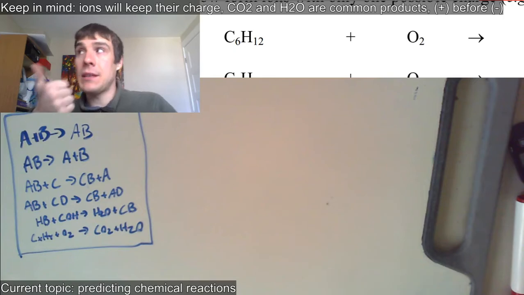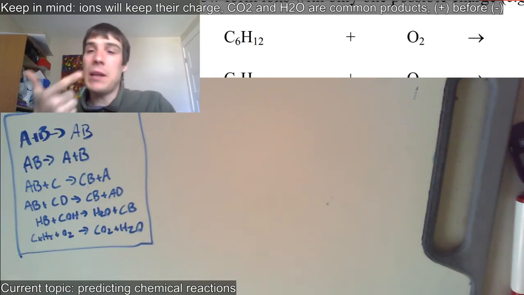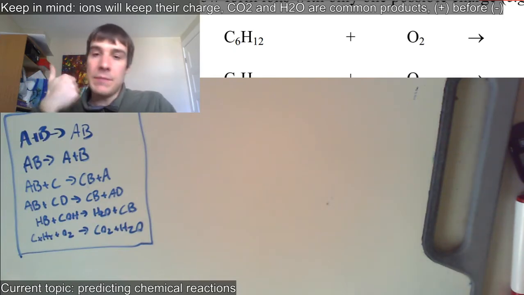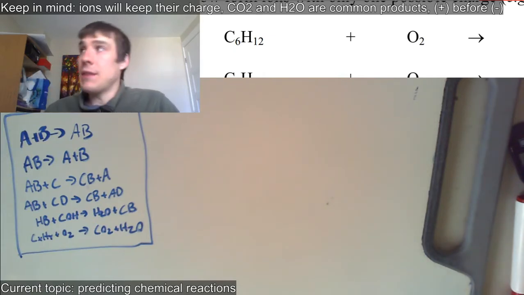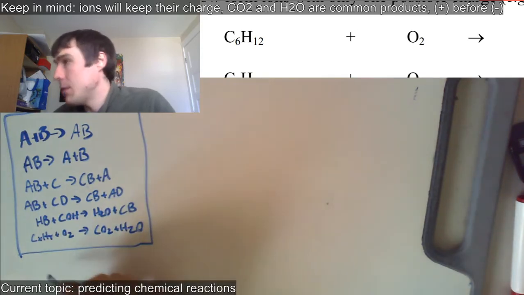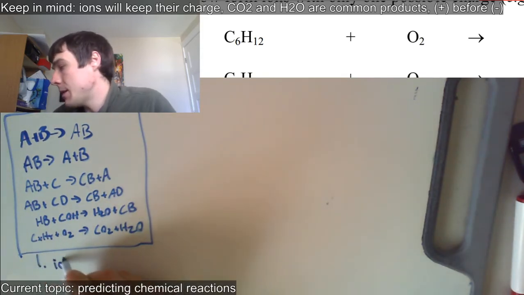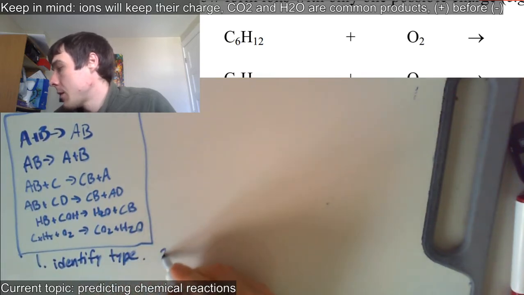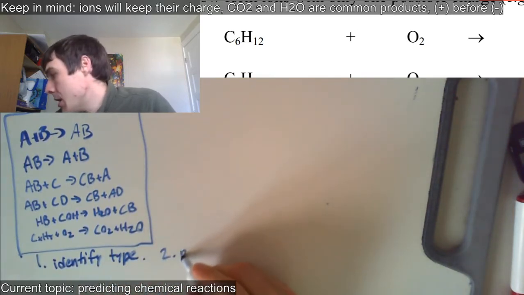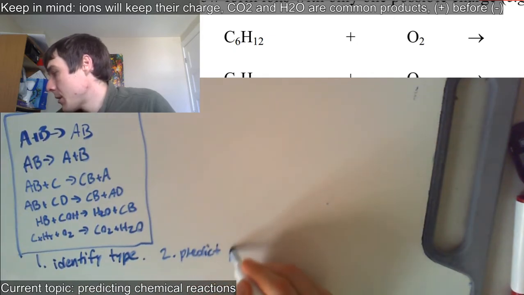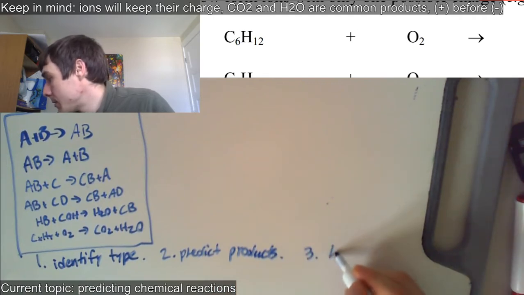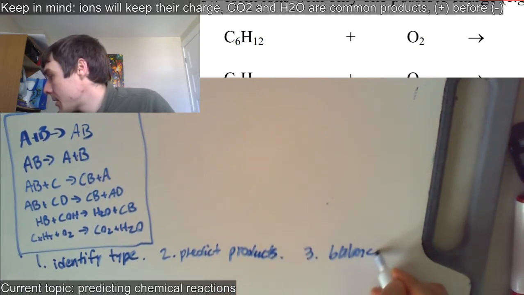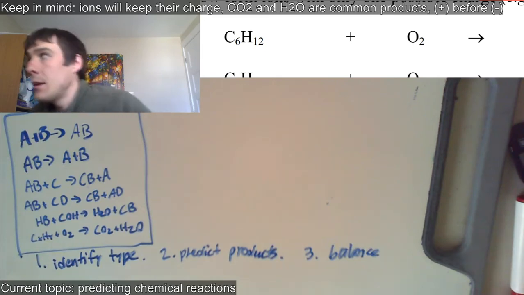We are going to first predict the type of reaction, then we are going to predict the products, then we are going to balance it. So we have kind of a three-step process here. One is going to be identify type. Two is going to be predict products. And three is going to be balance. Right. Okay, so let's just get started.